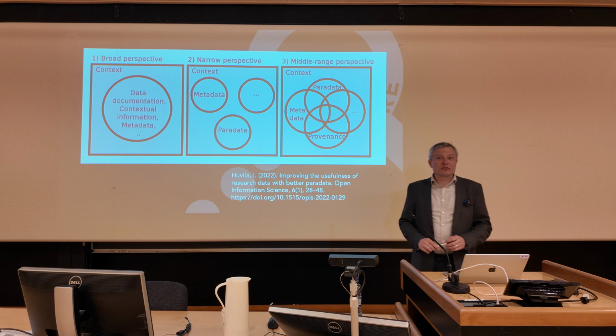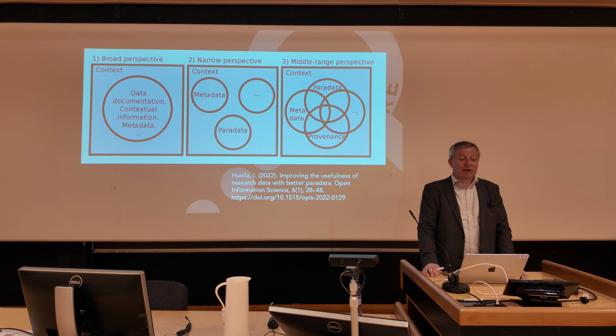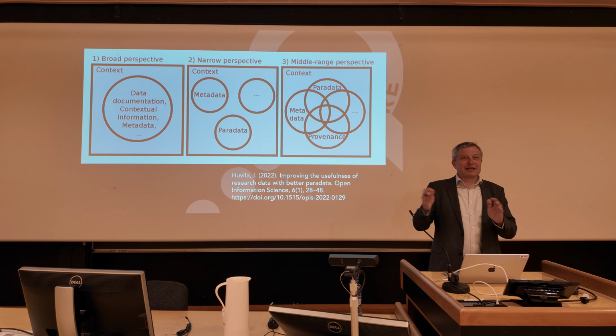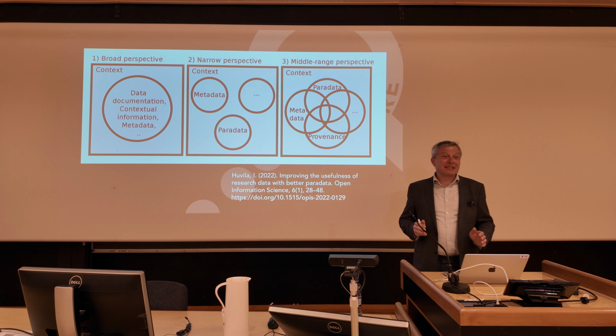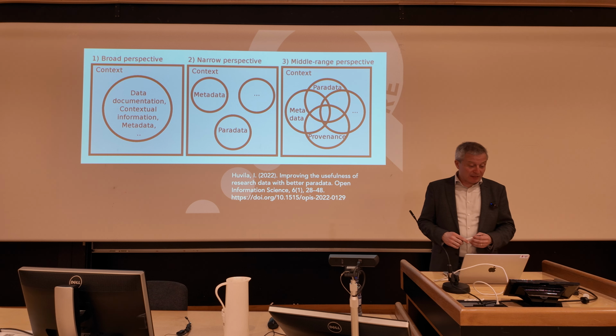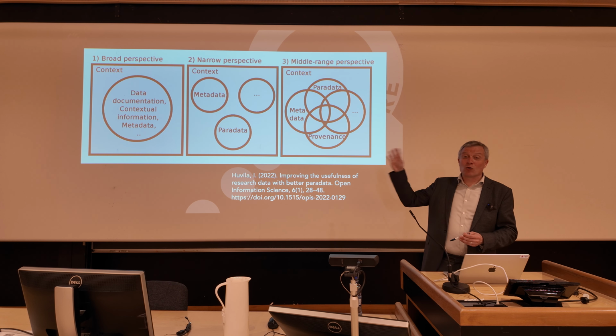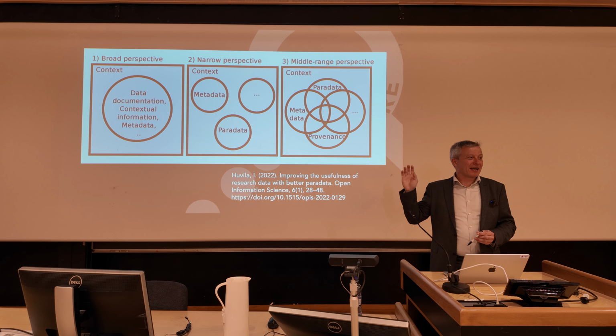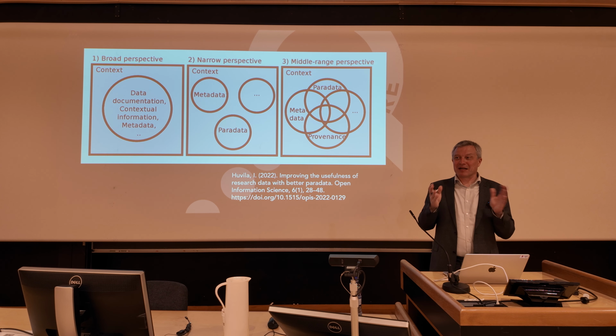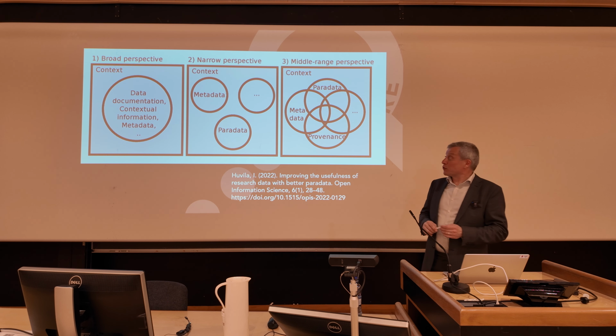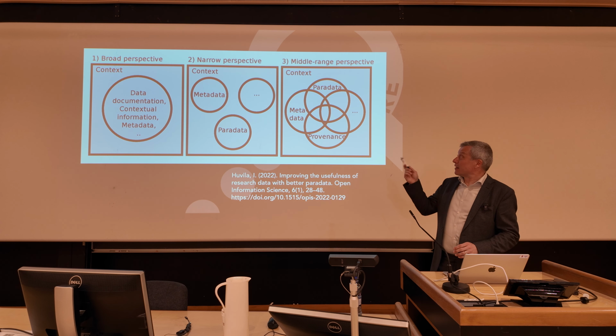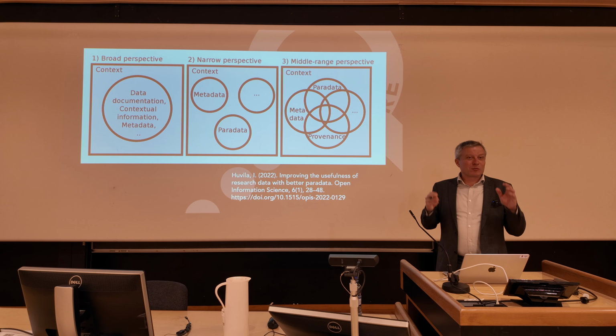There are obviously different ways of thinking about what Paradata might be. In a very simple way, you can say that there are at least three categories. One possibility is that we have a whole lot of different stuff in different contexts, and they are more or less overlapping and related in different ways. That's the really broad perspective. Then a narrow perspective would be that we try to distinguish stuff as different entities.